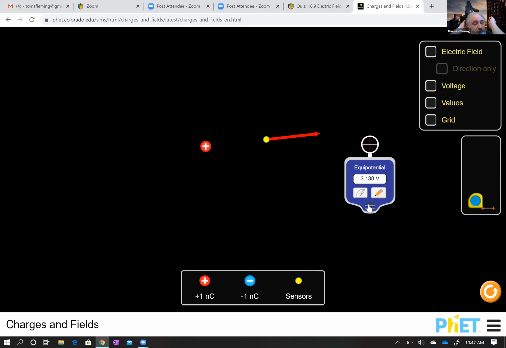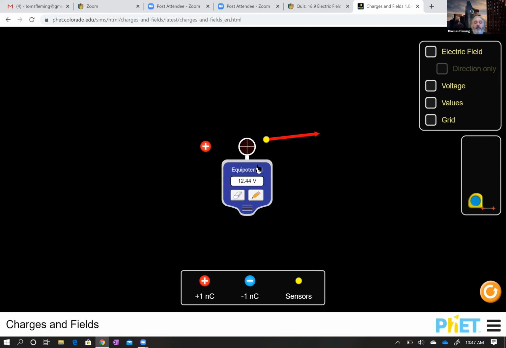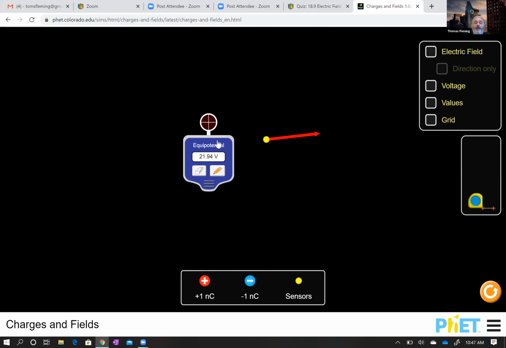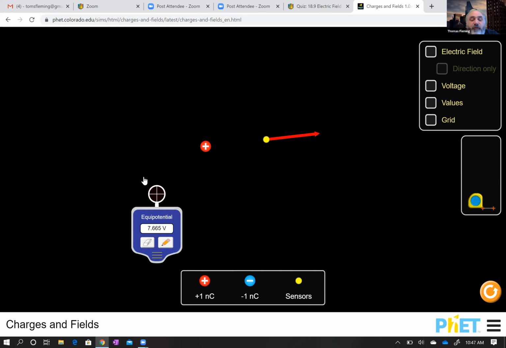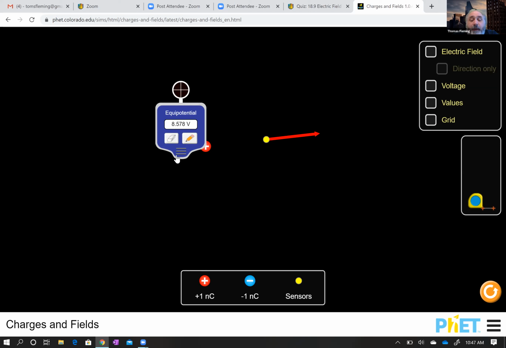Now, one thing that's interesting is, if I put my little target right here, and it's 12.44 volts, if I go up the same distance, I can't quite get it. At this location here, the potential is the same as it was where I was a minute ago. So there are lots of different locations where the potential is the same.